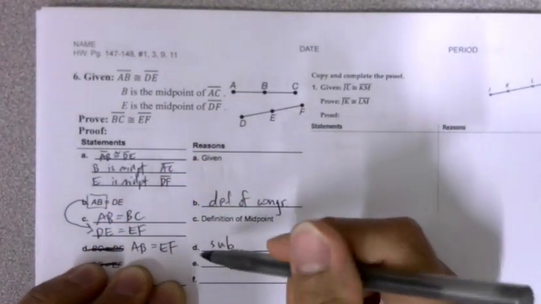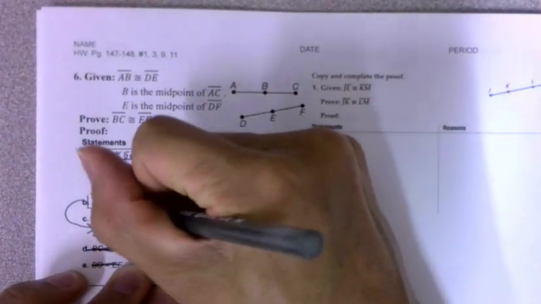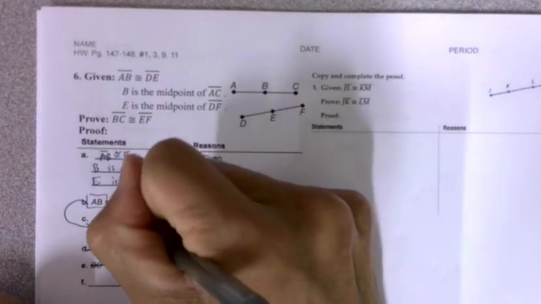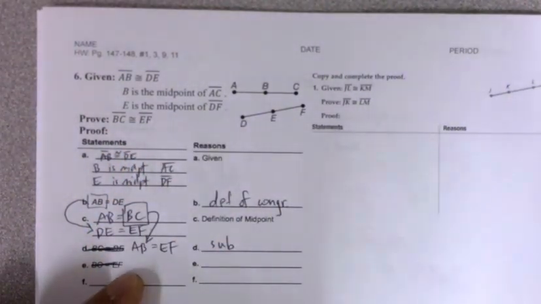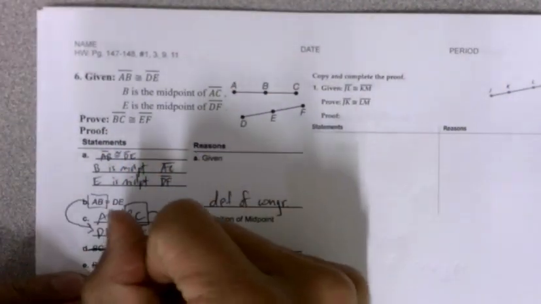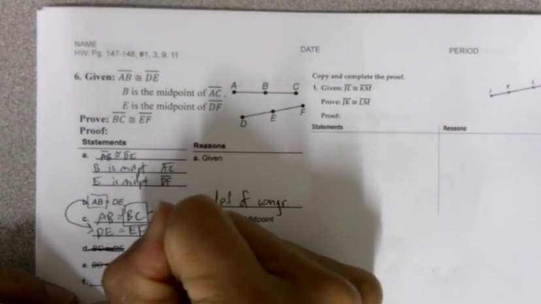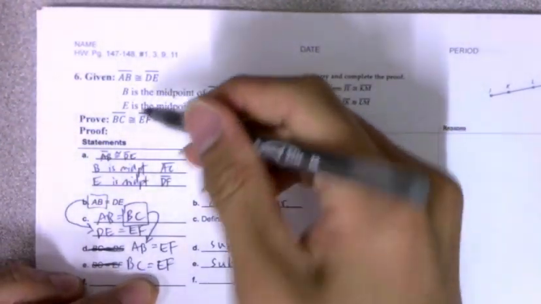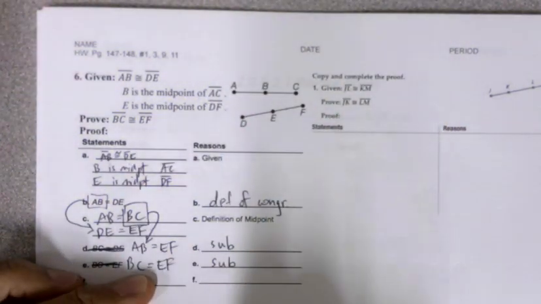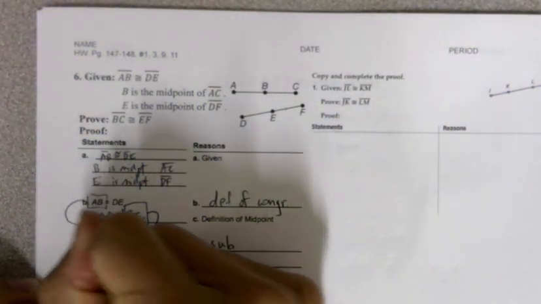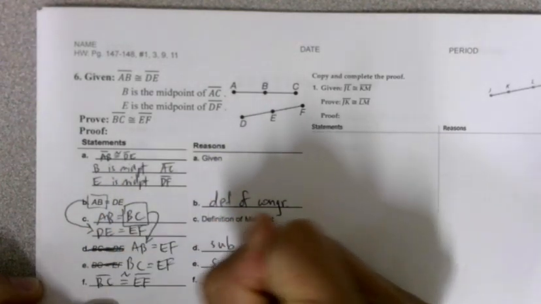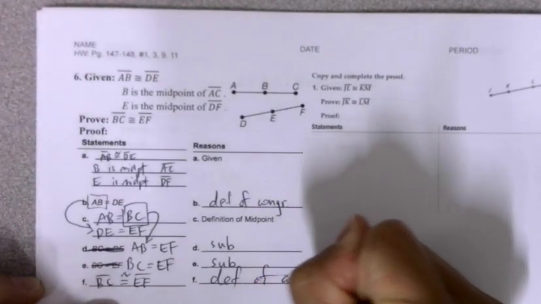Okay, now what can I do? Now I can take this BC over here, right? It's equal to AB. I could take the BC and I could put it right there in the place of the AB. Substitution again. So we've got BC is equal to EF, substitution. And we're at the proof statement. But the proof statement is a congruent statement. We have an equation. So we need to go ahead and convert this into line segment BC congruent to line segment EF. And that's def of congruence. And that's that problem.